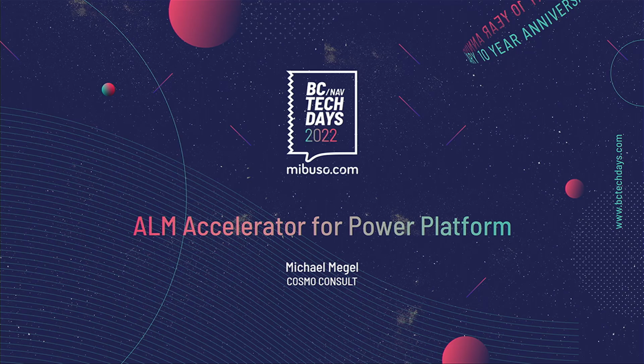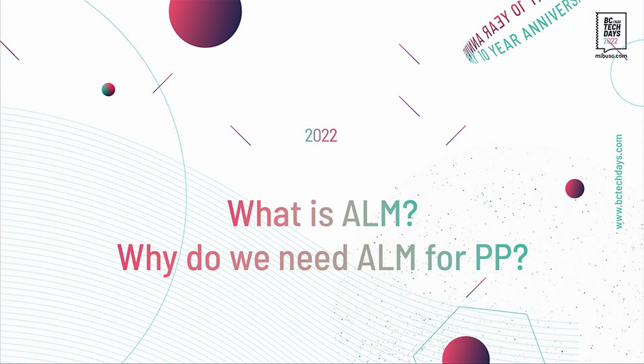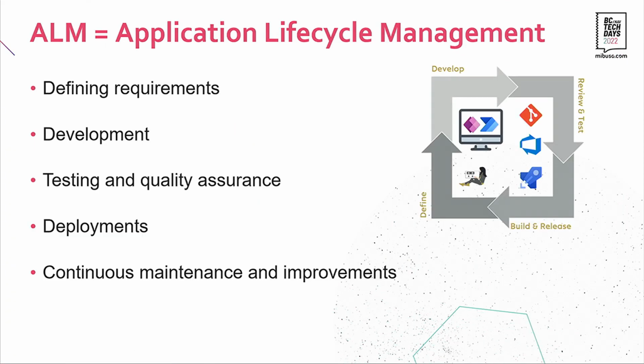But first of all, wait a second. Let's answer two questions. What is application lifecycle management? And furthermore, why do we need this in Power Platform? The first one is answered very quickly because of its definition. It's about defining development, testability, quality assurance, deployments, and for sure, continuous maintenance of software products.